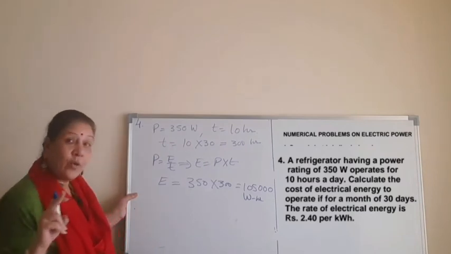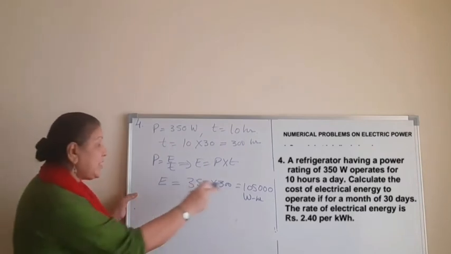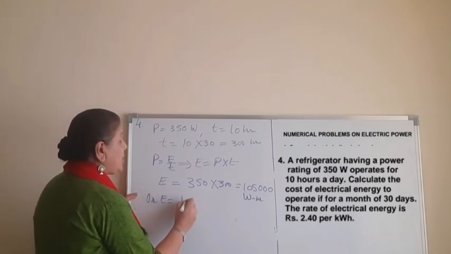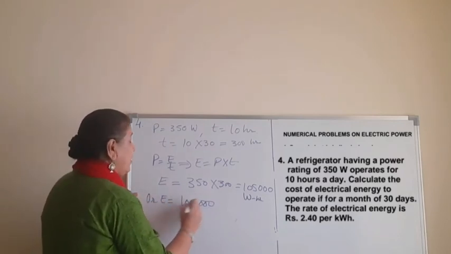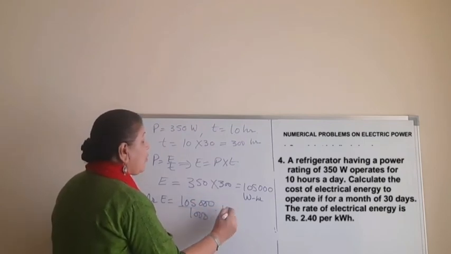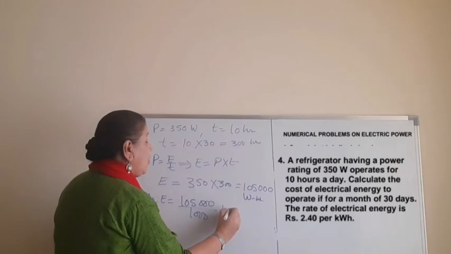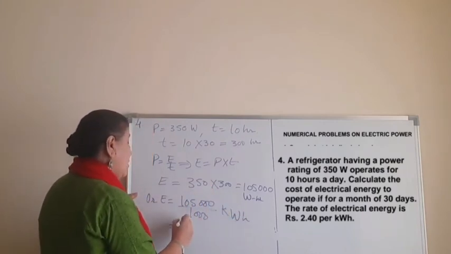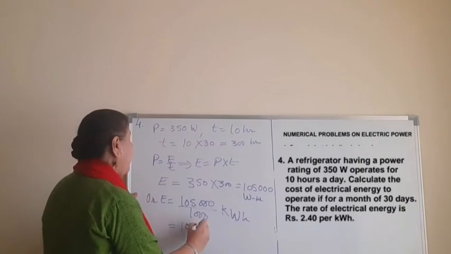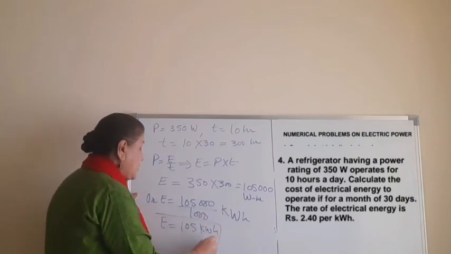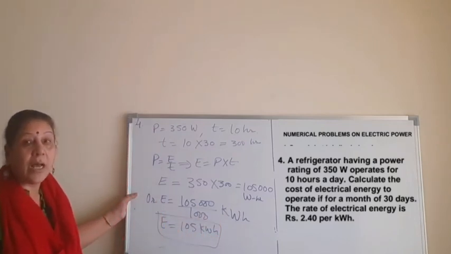Now 1 kilowatt hour is equal to 1 unit. So we'll change it into kilowatt hour. E is equal to 105000 divided by 1000, kilo, small k, so E has come out to be 105 kWh, kilowatt hour.